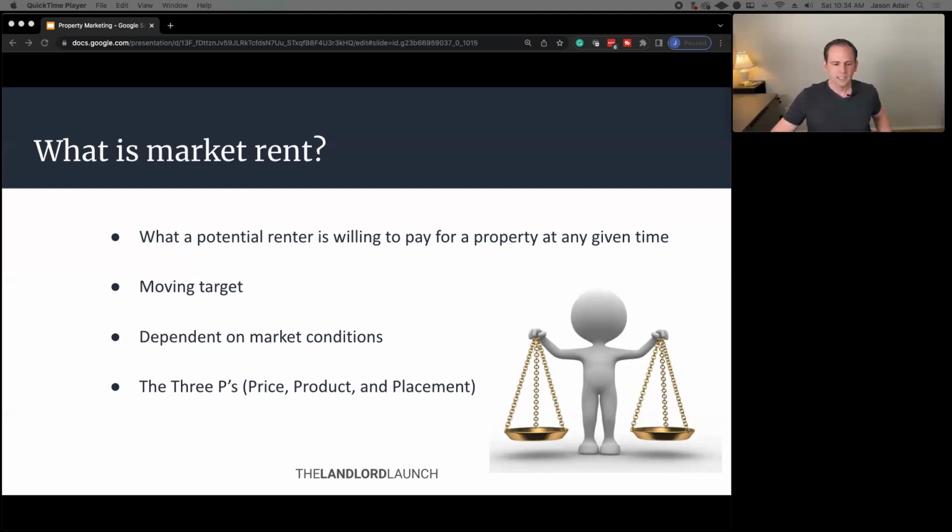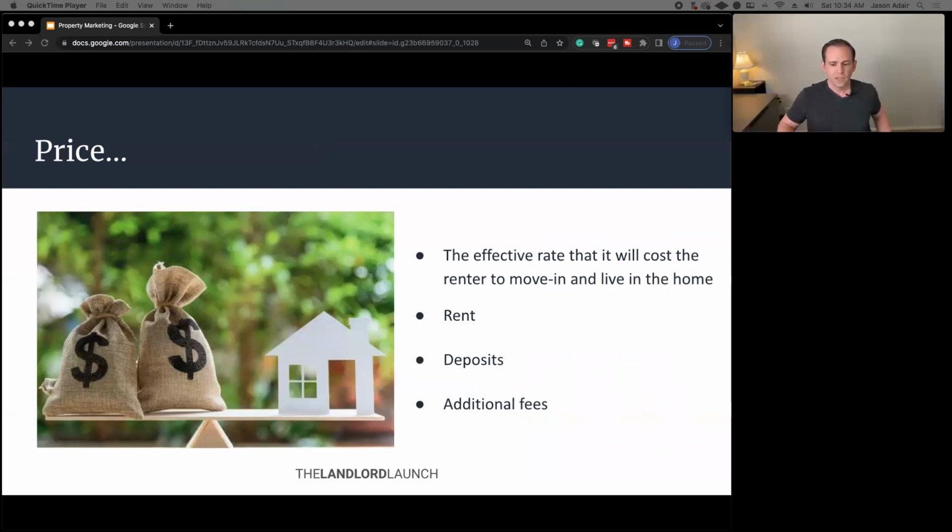It's not a super complicated topic, but it does affect it, and it is good to at least understand those basics there. So price, again, that is the rate that a renter is willing to pay to live in that home. How much money are they going to give? Of course, that's market rent. But it's not just rent. It could be deposits. It could be the additional fees. It could be pet fees. What's your application fee? It's that total cost that it's going to take to get that person to agree to live in a home. So price.